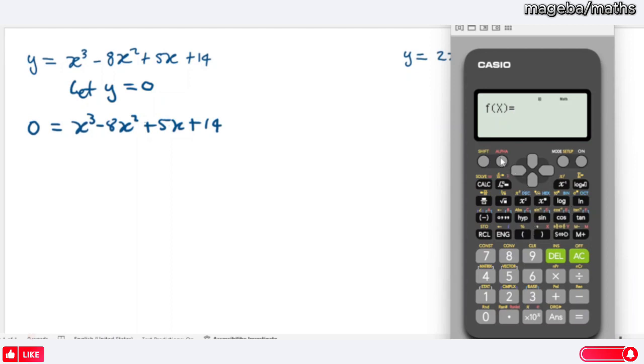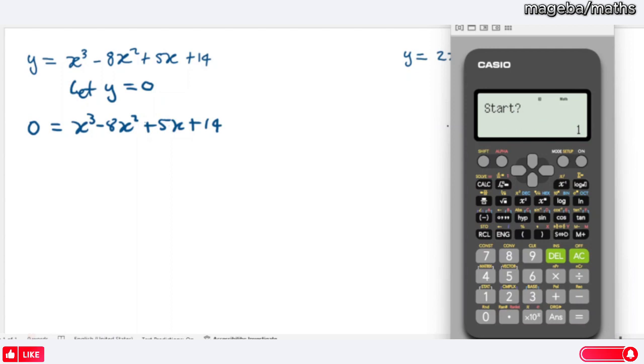Now, in order to have x, we're going to press alpha and then x here, and then we have a cube, and then minus 8 alpha x and then it's squared, and then plus 5x and then plus 14. And then from here, after punching in your whole function, you press equals to.